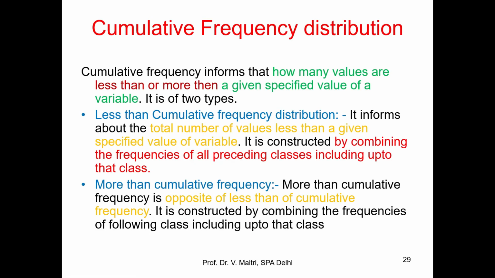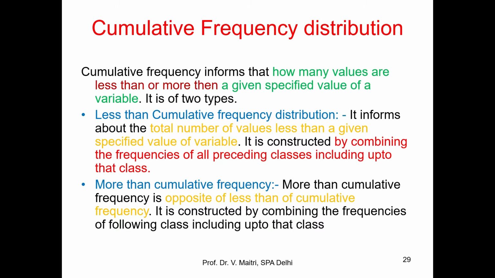Now coming to the cumulative frequency distribution. Cumulative frequency distribution tells us how many values are less than or more than a specified value of a variable. That is, in the previous example, I can say how many families have a family size less than 10. So you can simply club those two class intervals.